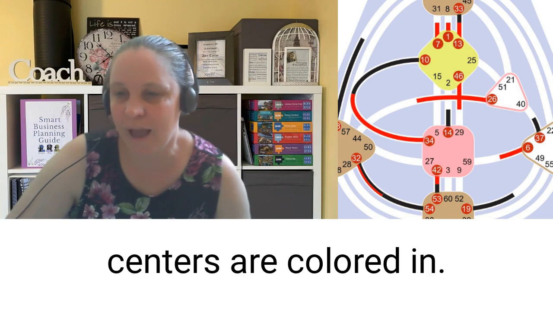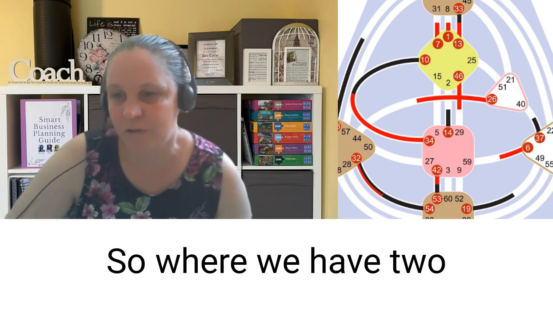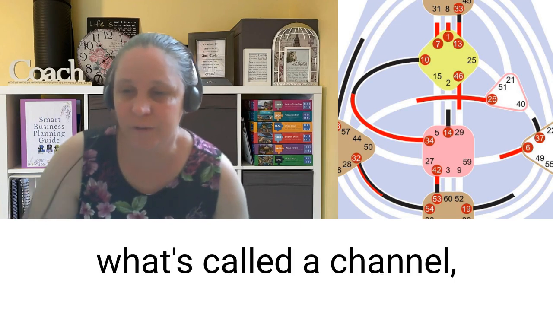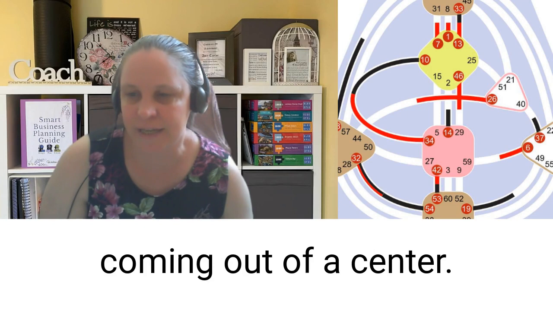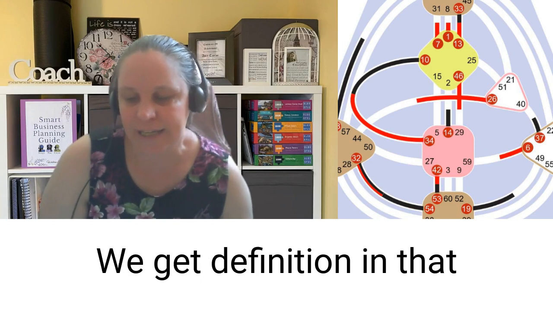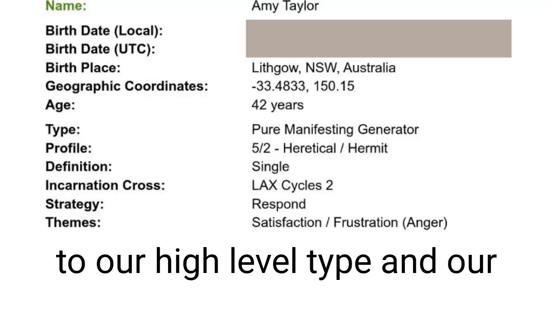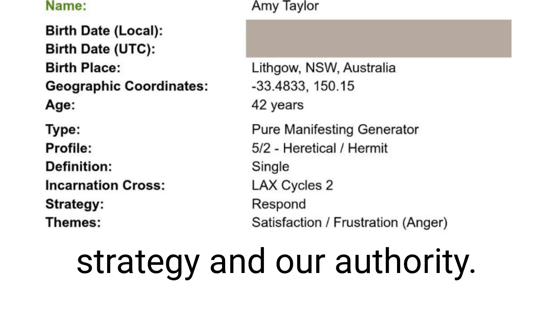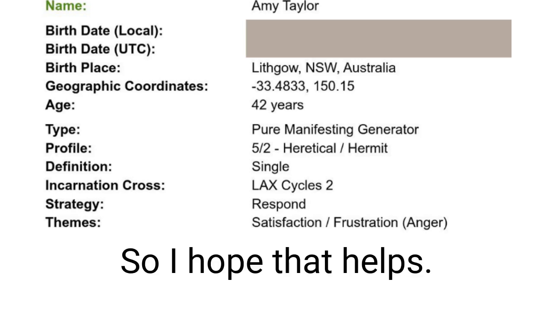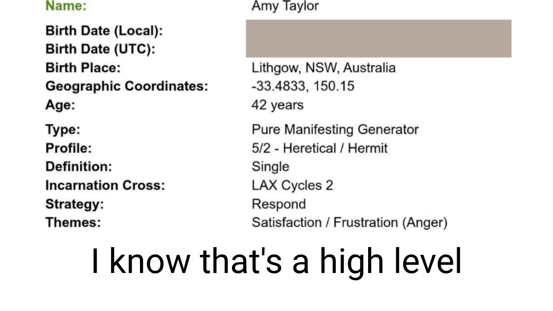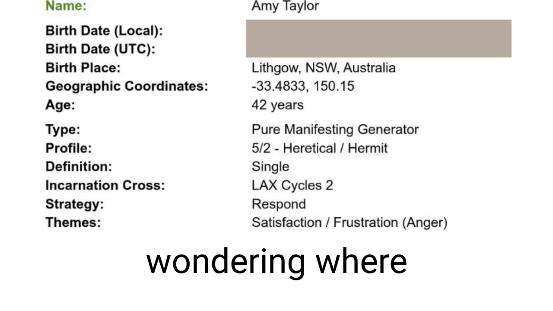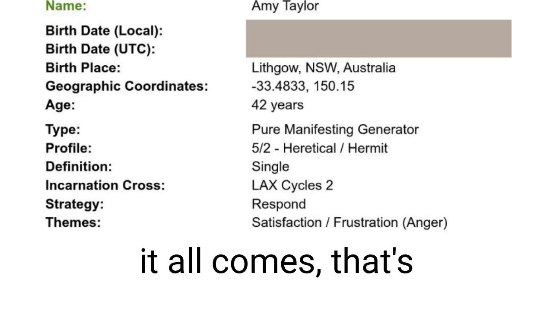There you can see 2 pieces connecting, and you'll see that those centers are colored in. So where we have 2 gates that connect, we get what's called a channel. Where we have a channel coming out of a center, we get definition in that center, and that definition contributes to our high level type, our strategy and our authority. So I hope that helps. I know that's a high level view, but for anyone wondering where it all comes from, that's where it comes from.